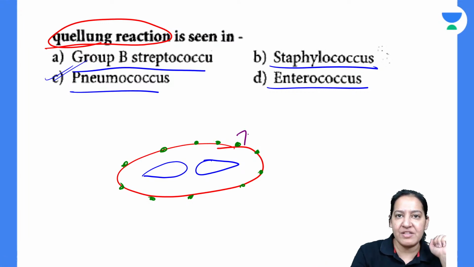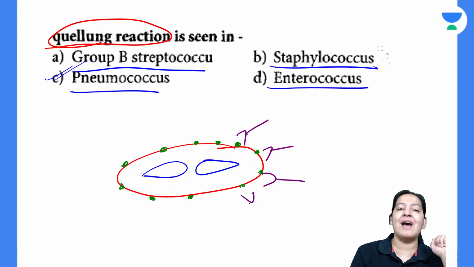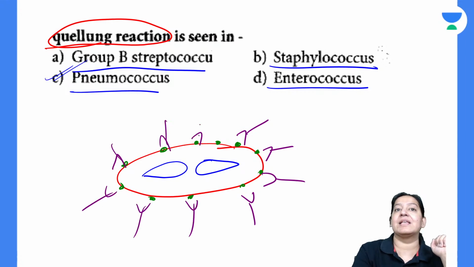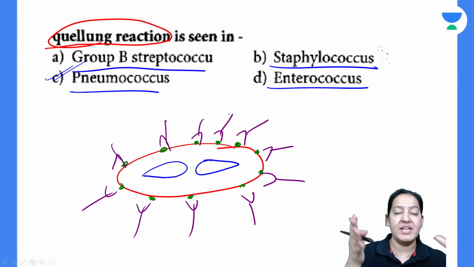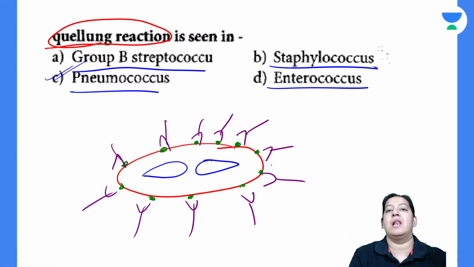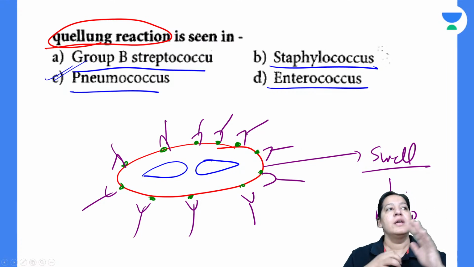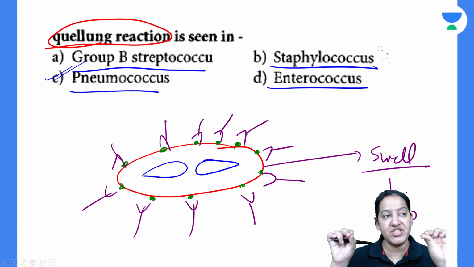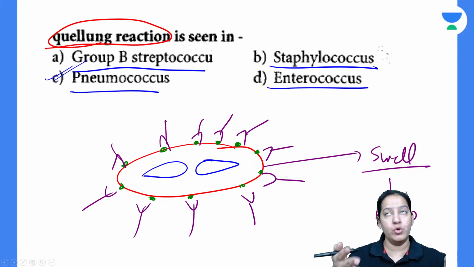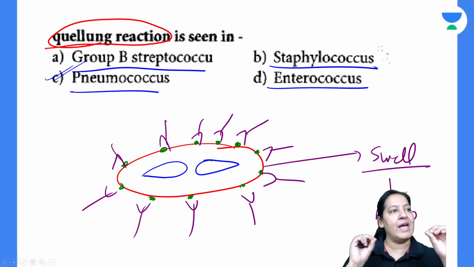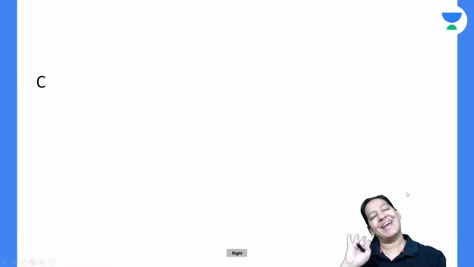So we are taking specific anti-sera or antibodies against the capsular antigen, so that antigen antibody reaction takes place. Since the antigen antibody reaction is taking place, the capsule will swell and it can be seen under the microscope. This reaction is known as Quellung reaction. Yes, Lavanya, it is an antigen antibody reaction in the capsule, which we are doing by taking specific anti-sera or antibody against the capsular antigen. That is important here. So that is Quellung reaction. I have shown you the diagram also, right? The correct answer here is C.